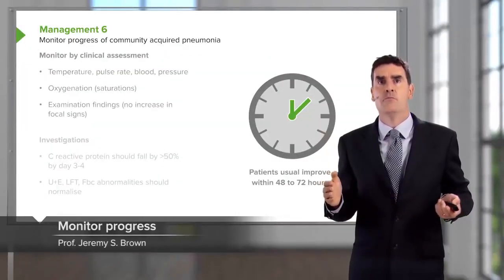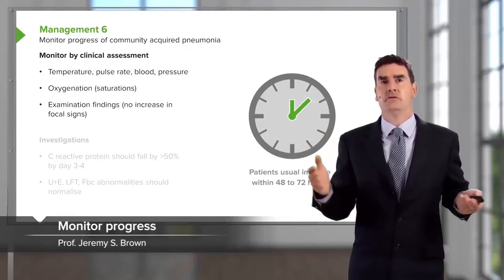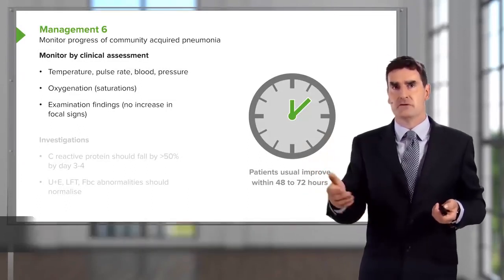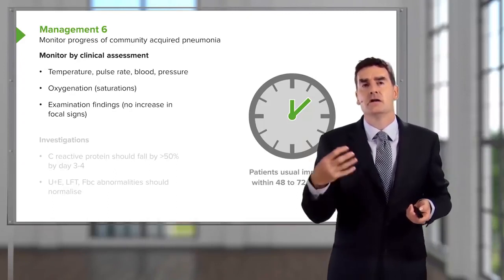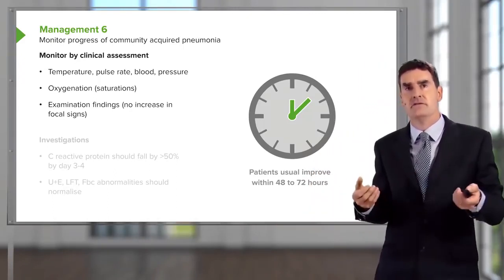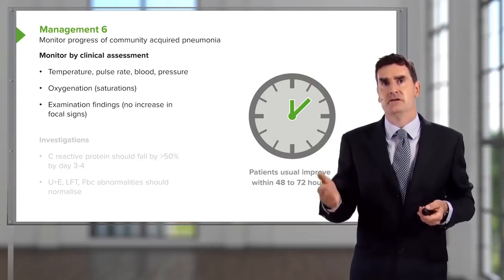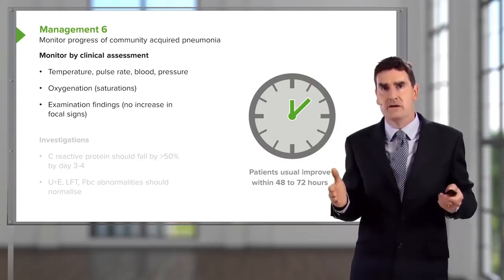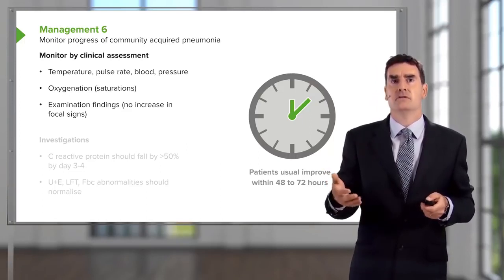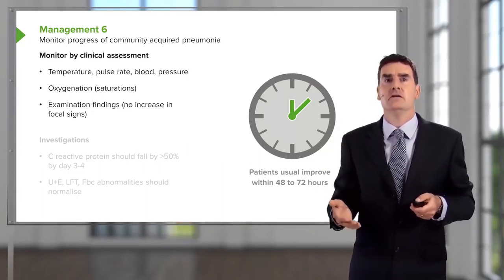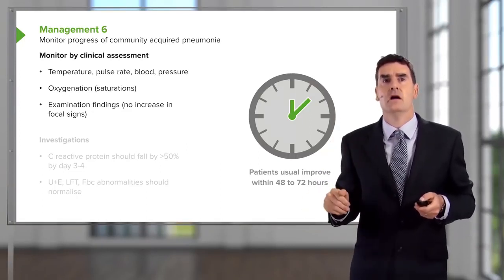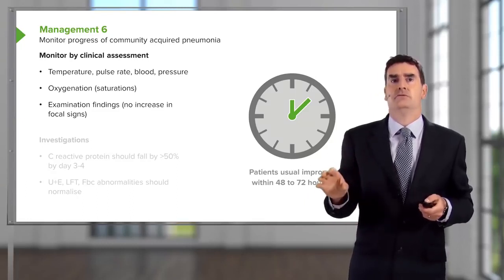Right, how do we monitor the progress of the disease? Well, normally, patients with community acquired pneumonia presenting to hospital, receiving their antibiotics and their IV rehydration, actually get better within a couple of days, 2 to 3 days. Normally, the pyrexia will go away within 72 hours. Their pulse rate and their blood pressure will come back down to normal, and the oxygenation will improve.